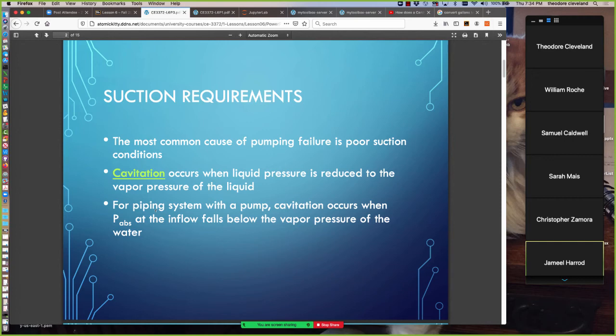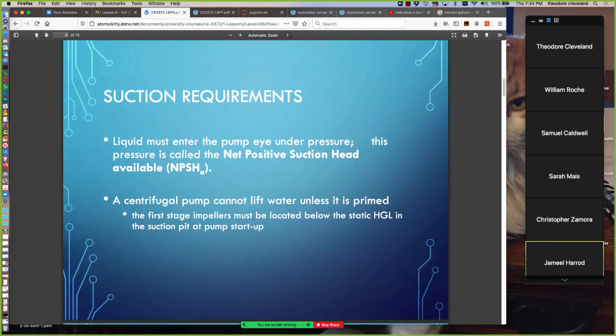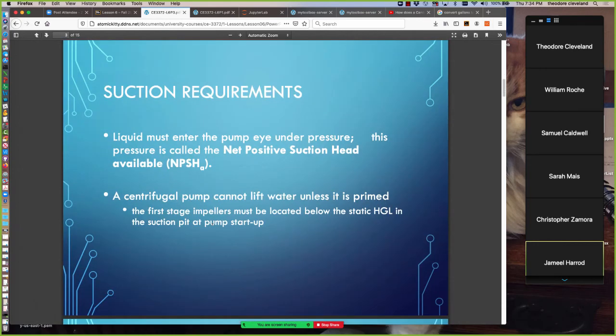Like a vapor lock. For a piping system with a pump, cavitation occurs when the absolute pressure at the inflow falls below vapor pressure, and we find out what the vapor pressure is at a working temperature from one of our materials databases. So the requirements of a pump are that the liquid has to enter the pump eye under some non-negative pressure, and that pressure is called the net positive suction head.